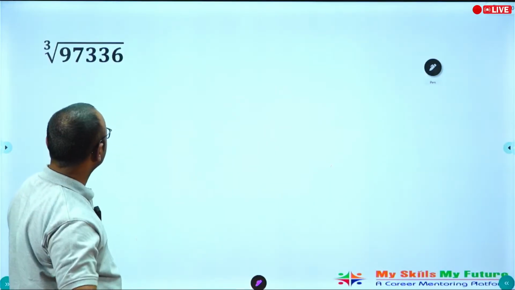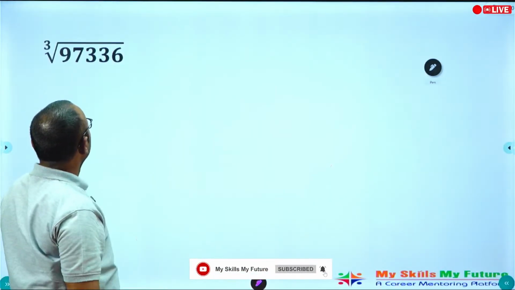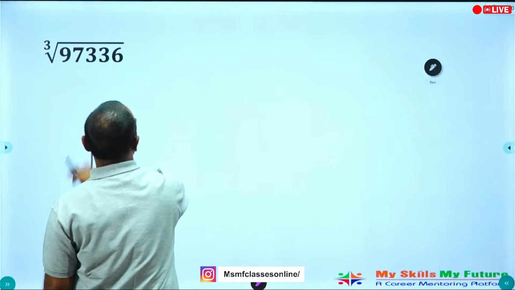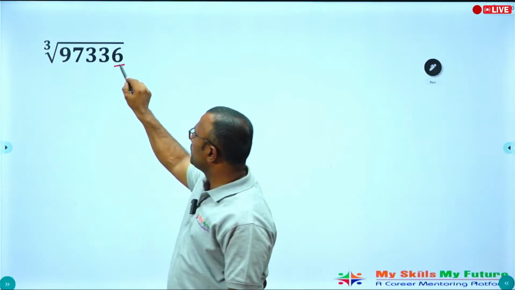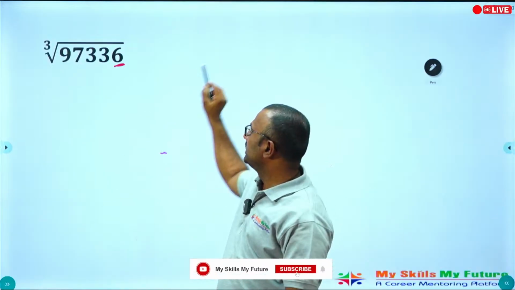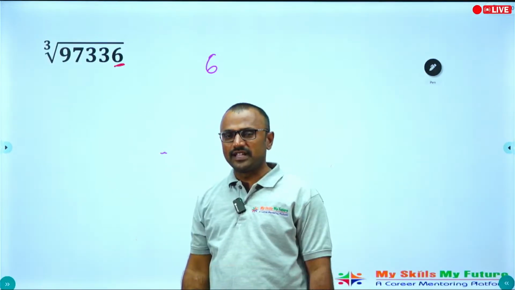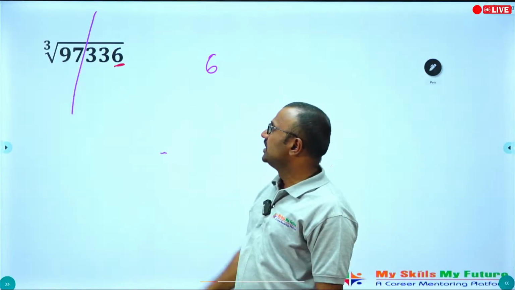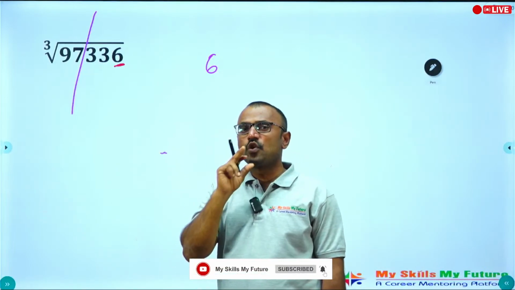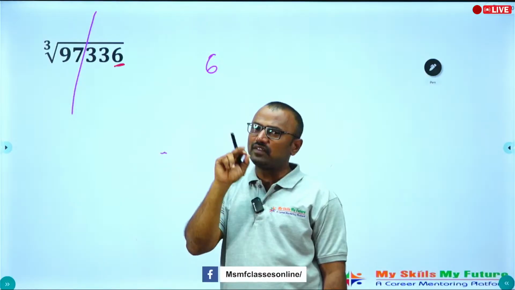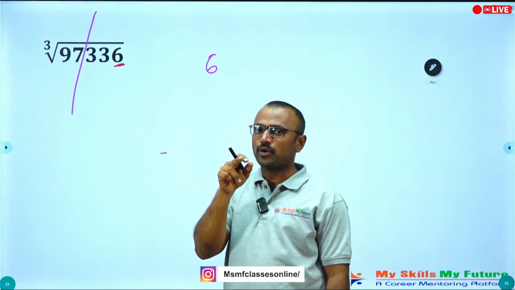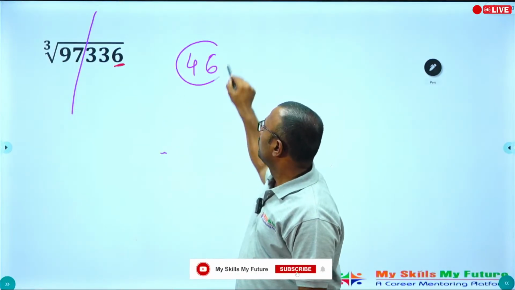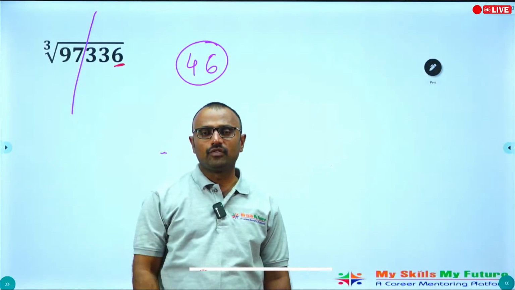Next, one more example: the cube root of 97336. A number ending with 6 means the root ends with 6. 6 cubed ends with 6, so this number's cube also ends with 6. Just separate the last 3 digits. 97 is after which cube? 4 cubed is 64, and 97 comes after that. 5 cubed is 125, so don't write 5. After which cube does 97 come? 4 cubed, so just write 4. 46 is that value.